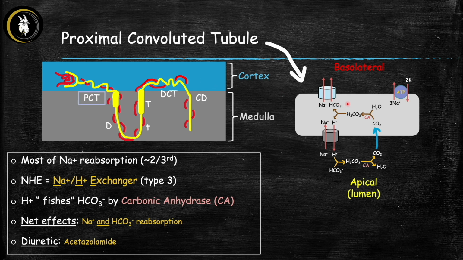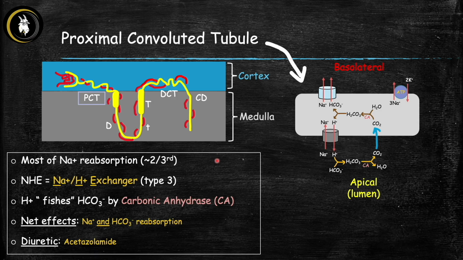Let's zoom in on one of the cells that lines the proximal convoluted tubule. And on this side, we have the apical side, which is facing the lumen. So this is where we have urine or filtrate that came from the Bowman space. And on the back side, this is the basolateral side, and this is in red because this is where we have the blood or the peritubular capillaries. As you can see here, we have a few different channels, so let's see how this is important for sodium handling.